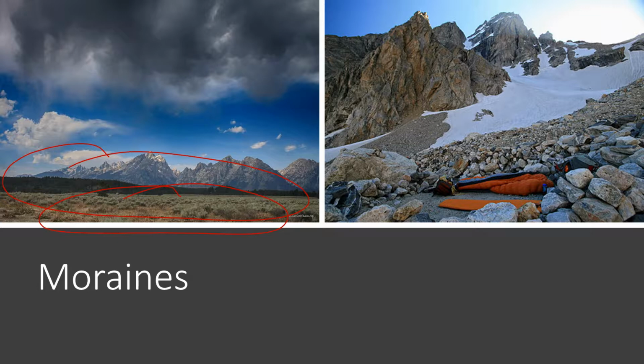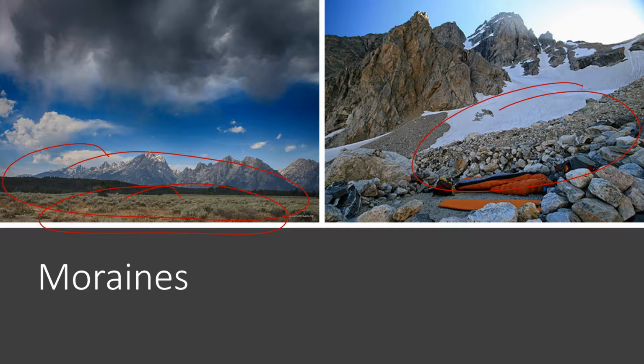And here's a much smaller moraine, a much more recent moraine from a glacier somewhere. I don't even know if that's in the Tetons. But you have this deposit of loosely packed debris here that's being carried along by the ice as it flows.